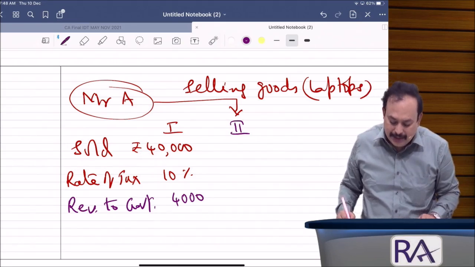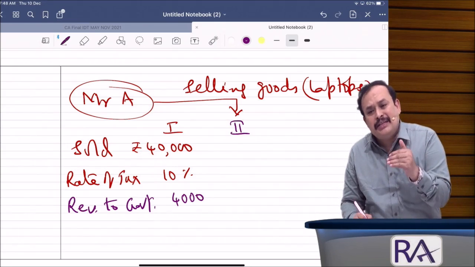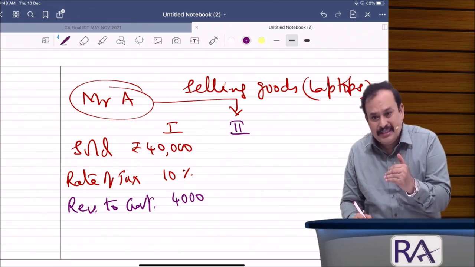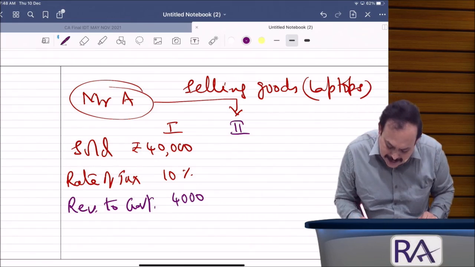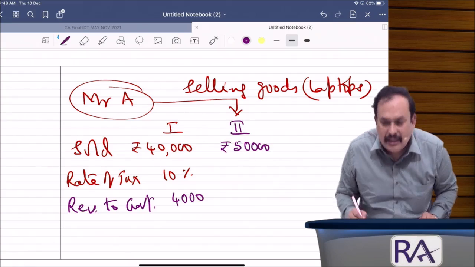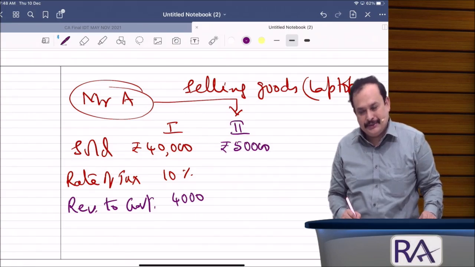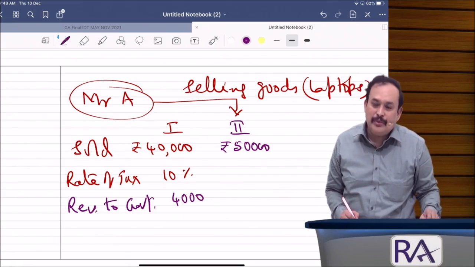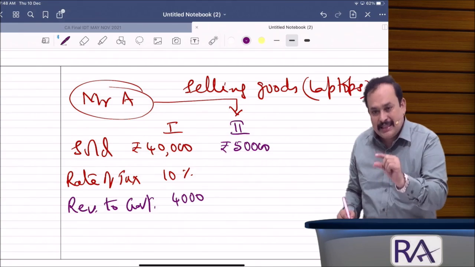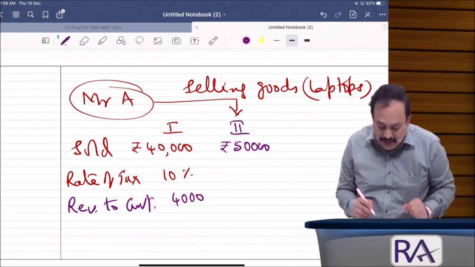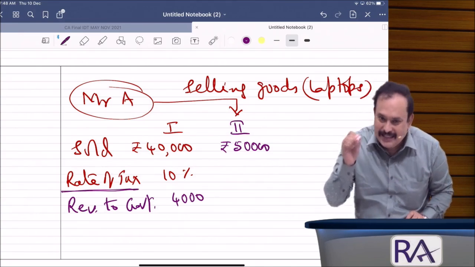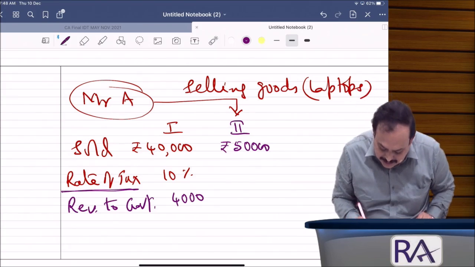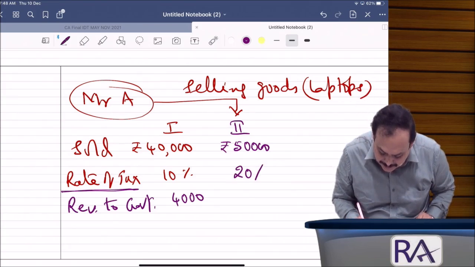Listen here, second year, what happened? The sale price of this particular product increases because of corona, and everyone is looking for laptops. Therefore, let us say it increases to 50,000. Here the price increases, sir? Yes. Now, in the given case, when the price increases to 50,000 per laptop, assume a scenario where the rate of tax also increases. Let us say the rate of tax increases by 20%.